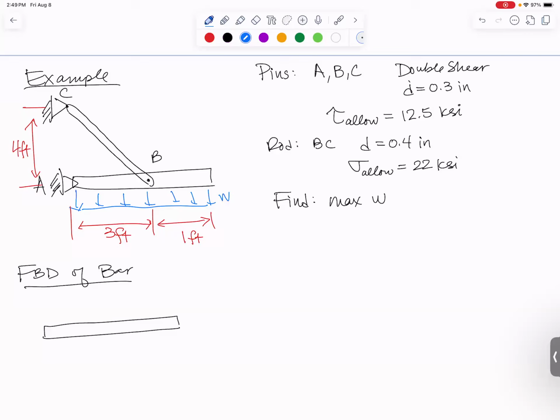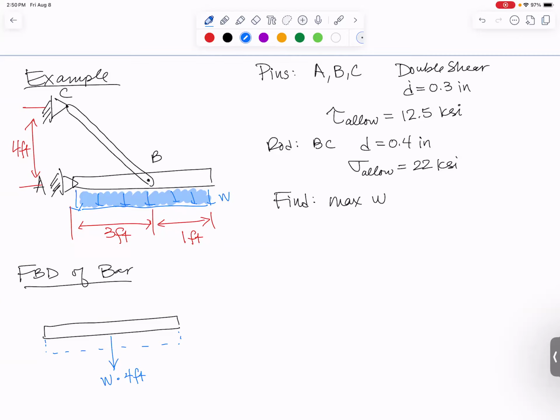It has our distributed load acting on it. I like to draw them with a little dash line and then replace it with its equivalent force. So at the middle, remember how to figure out distributed load? I'm going to take the area underneath that curve, and that is how big the load is. So the height of that rectangle is W, and the length of it is 4 feet. So the magnitude of this force is going to be W times 4 feet. W would have units of pounds per foot. So when you multiply by 4 feet, you get just pounds.